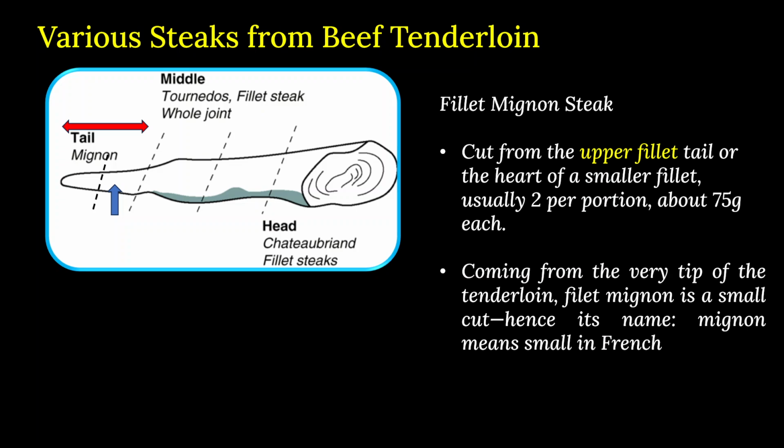Now, coming from the very tip of the tenderloin, filet mignon is a small cut, hence the name. In French, mignon means small. Clear? Why is the name mignon given? Now it is very clear to all of us: because it is very small, weighing around 75 grams. You understand now why it is called filet mignon, and mignon is nothing but small in French. Clear?